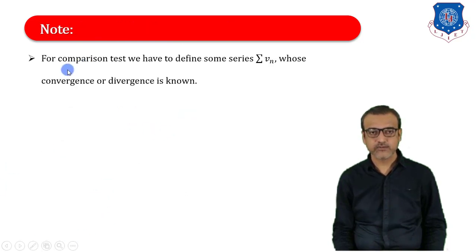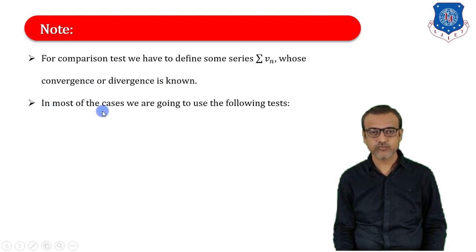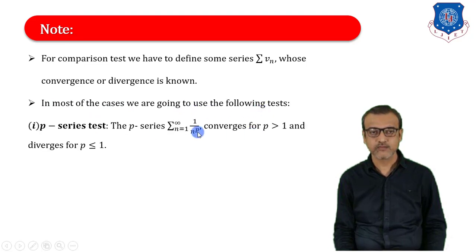Now this is an important point. For the comparison test, we have to define some series sigma vn whose convergence or divergence is known to us. In most cases, we are going to use the following tests. Number one, the p series test. The p series, sigma n from 1 to infinity of 1 upon n to the power p, converges for p greater than 1 and diverges for p less than or equal to 1.